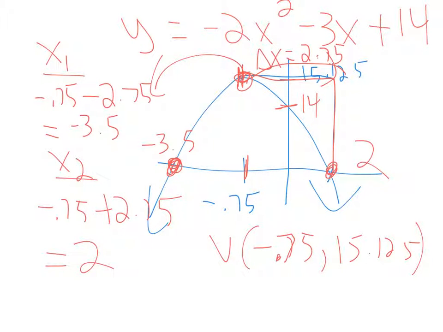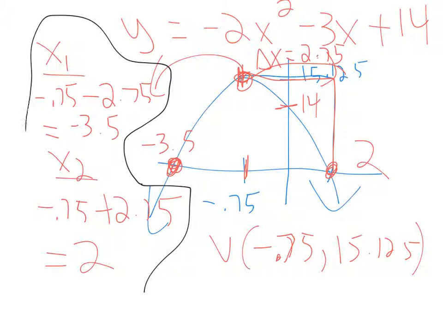So let me, again, go through that process. There's x1, folks. I start at the vertex of negative 0.75 and I go to the left minus 2.75 delta x. That gets me over to right here. Then to get x2, I again start at x equals negative 0.75 and I go to the right by 2.75. I add those together, I get 2. So those are my x-intercepts.